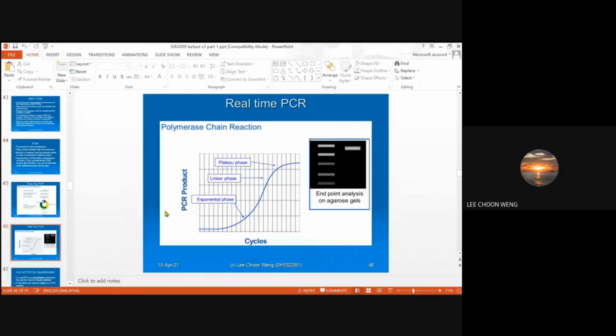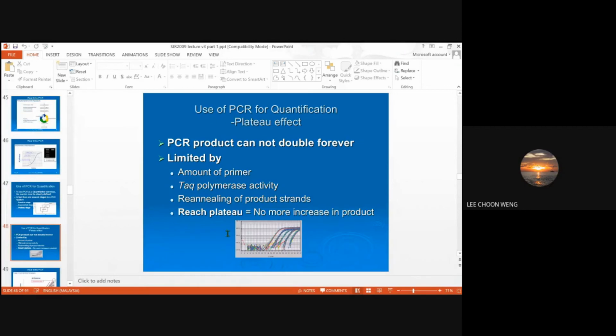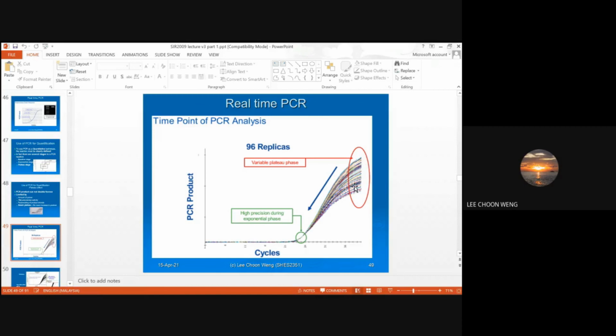However, the problem with PCR is you have only an endpoint analysis. So PCR shows presence or absence of the gene, presence or absence of the sequence that you are targeting. Okay. Part of the problem is because of the variable plateau phase. Okay.